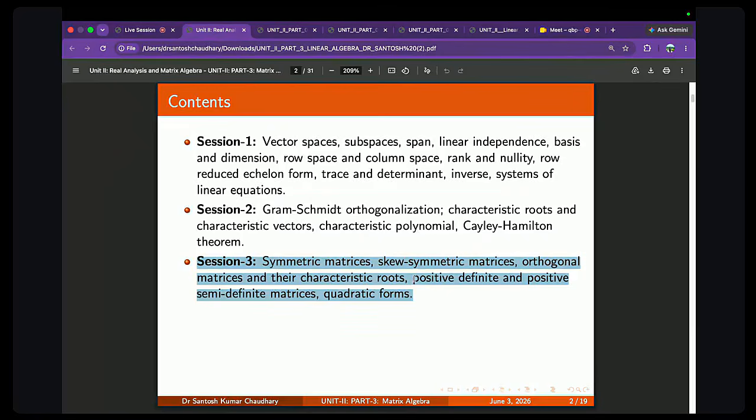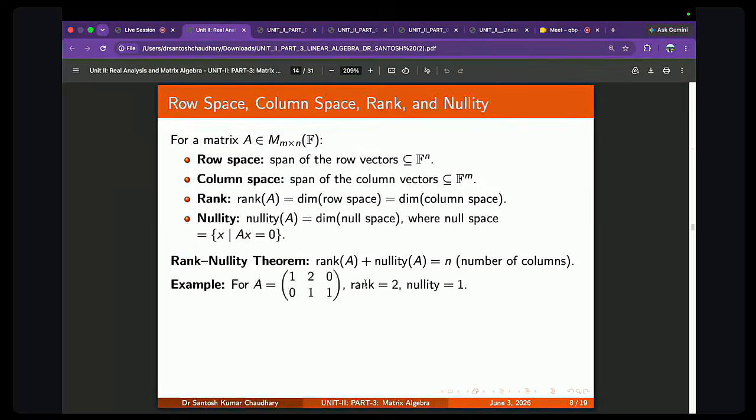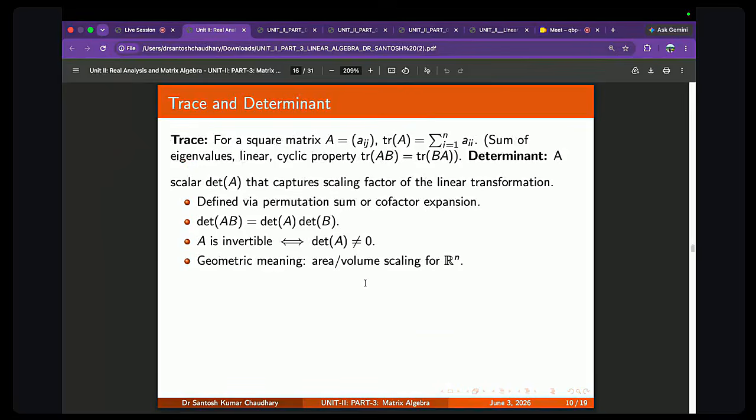Then positive definite matrix: a symmetric matrix with all positive eigenvalues. Positive semi-definite: a symmetric matrix with all non-negative eigenvalues. Quadratic form: X transpose AX. This is also a small part. So let's discuss this. This PPT was actually made by one of my team members, I have not made it.